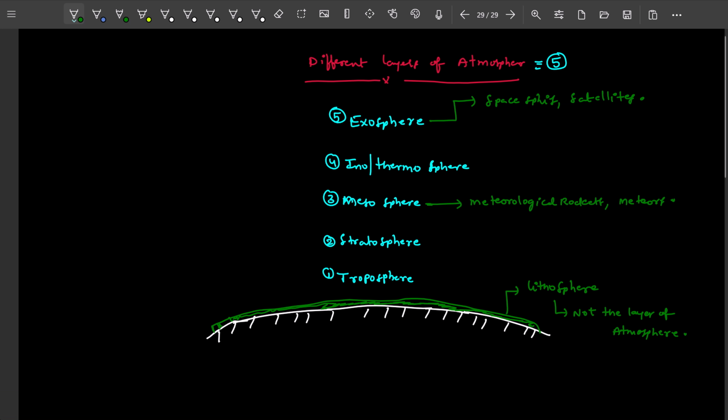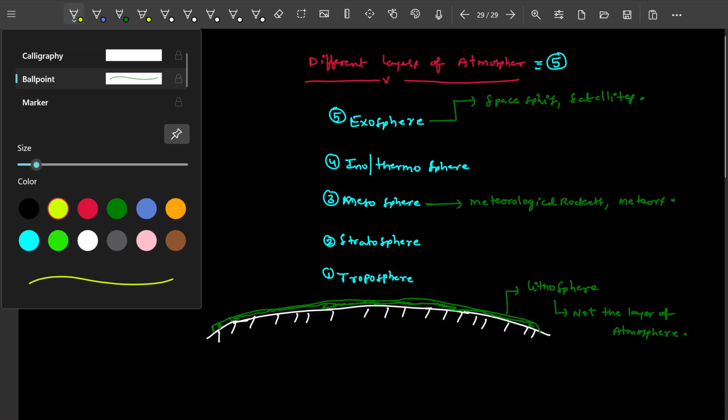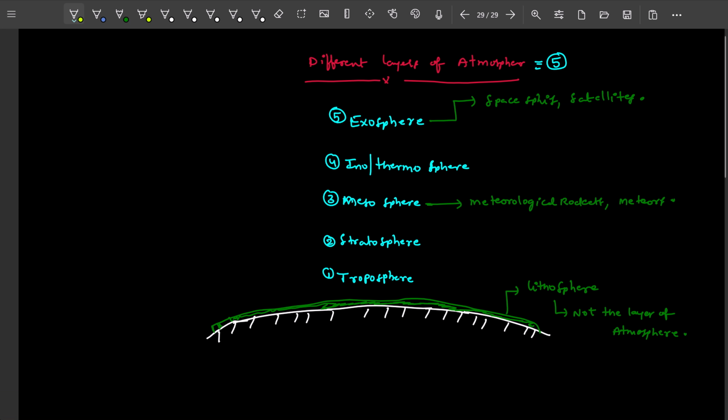Then this troposphere is there, no? This troposphere is the layer nearest to earth, or it is also called the oldest layer.